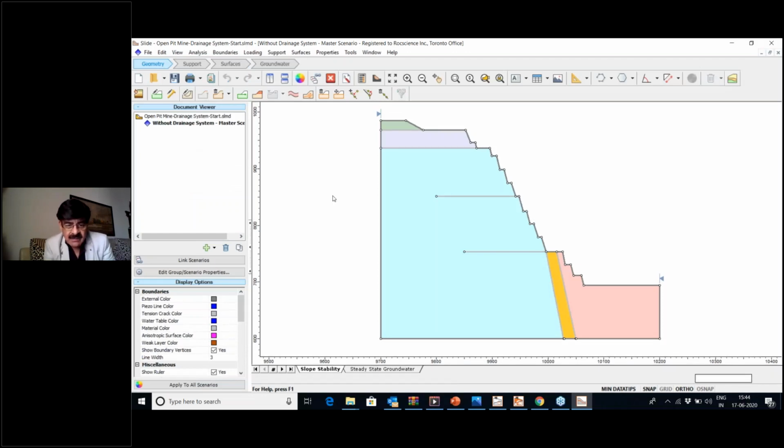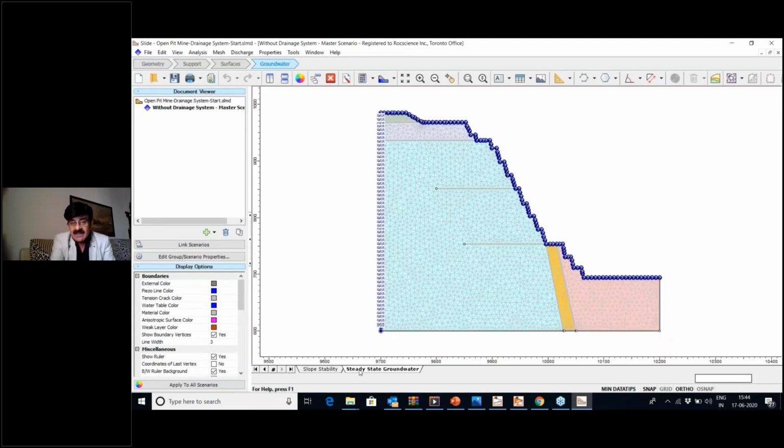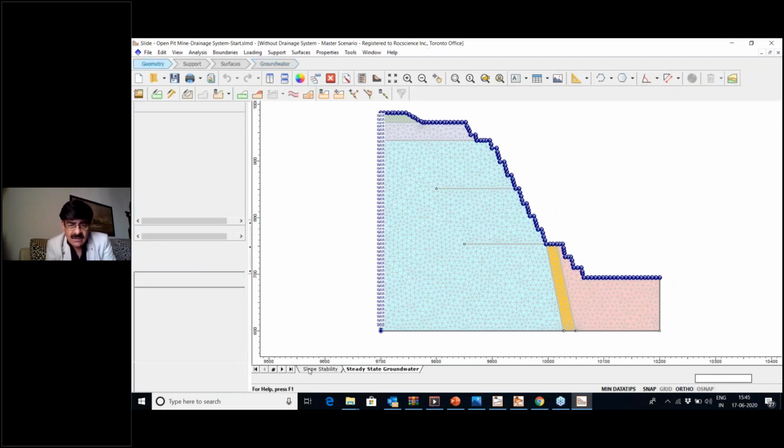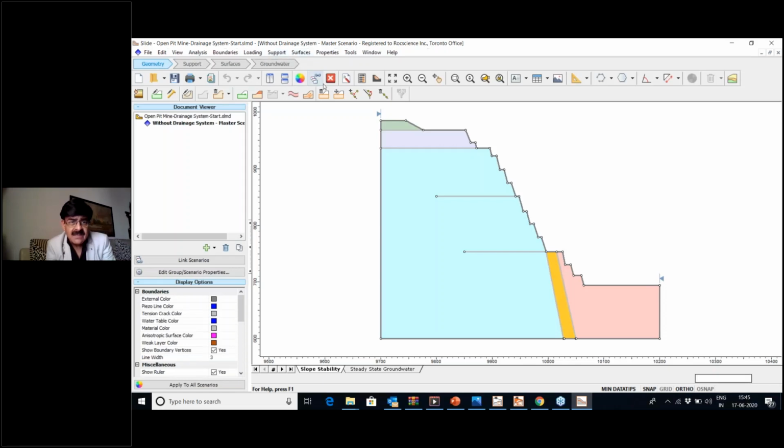So you see the pit here, and you see the steady state groundwater tab here, which shows that there's a constant head of water here because of the presence of a reservoir or something here. And here a seepage phase is chosen, which means the water is not there. Any water present will be removed from there, so that the working area is provided for the open pit mine on this side. So we can carry out the analysis and see what sort of factor of safety we see here. And so let's look at the results.